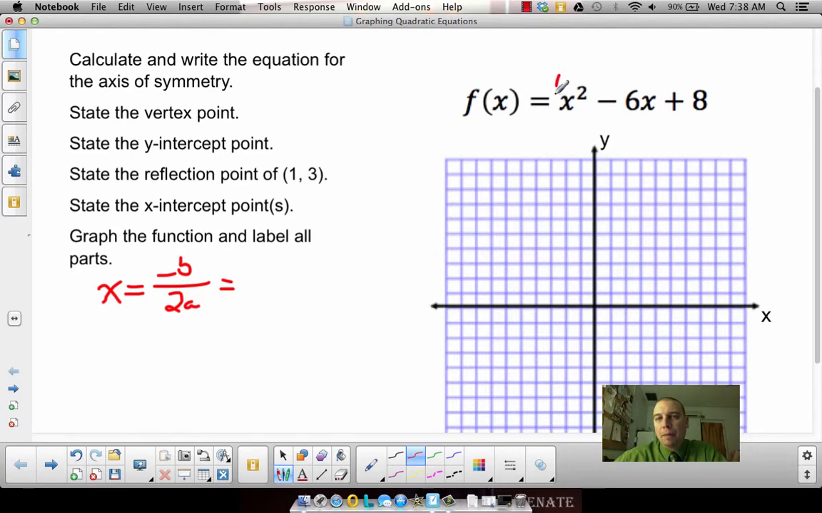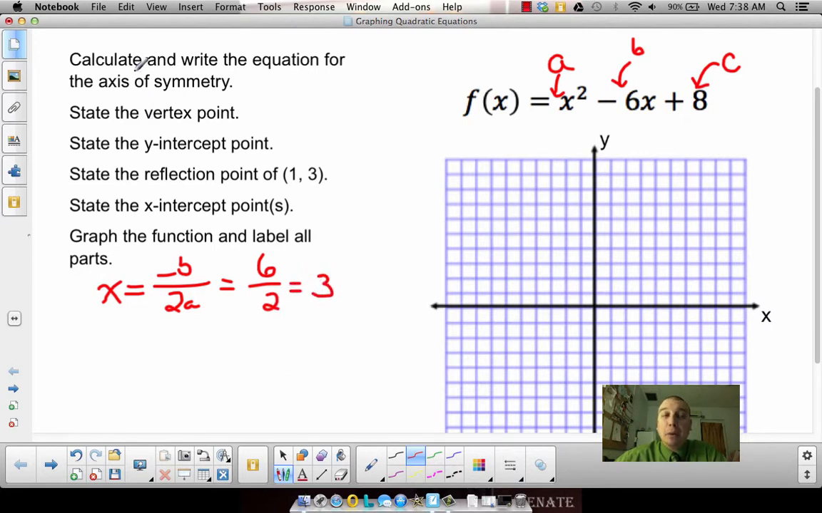Now if I look over here, remember the number that goes with the x squared, this is a. The number that goes with the linear term, meaning the one that's just the x, that's b. And the number that's only by itself, that's c, because that's the constant. So I just take the values that we have there and substitute them in. The opposite of b, well, I'm given a negative 6, so the opposite of b is 6. A is 1, so 2 times 1 is 2. So then I have that this is 3.